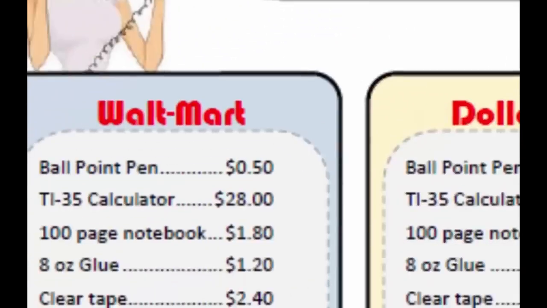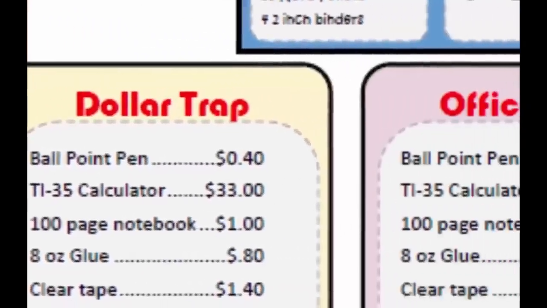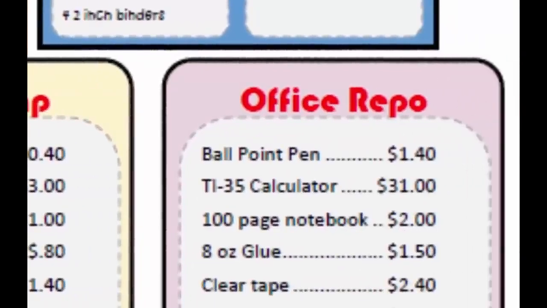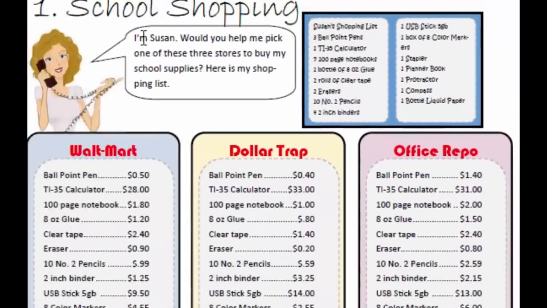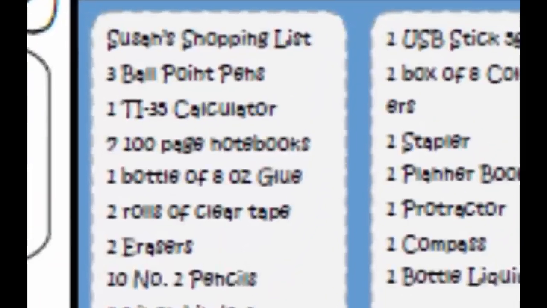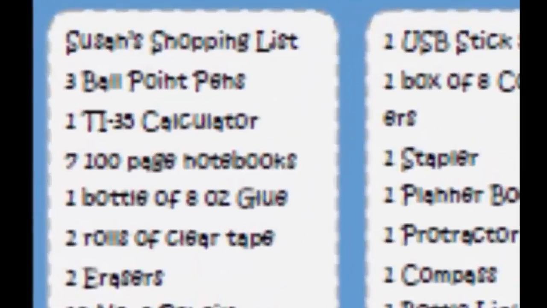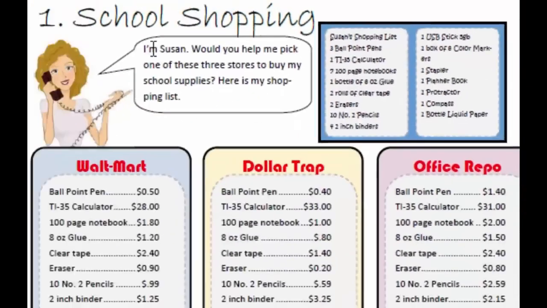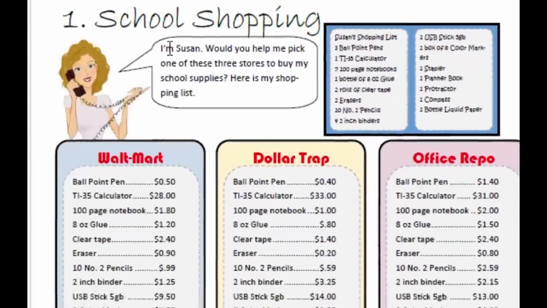Her choices are Walmart, Dollar Trap, and Office Repo. Each price is listed below, and then the number of items that she would like to buy are listed on her shopping list. So for instance, 3 ballpoint pens. At Walmart, it's going to cost her 3 times 50 cents, or $1.50. Now this is a large, complicated shopping list with many items, so this is a perfect way to solve a problem using an Excel spreadsheet.